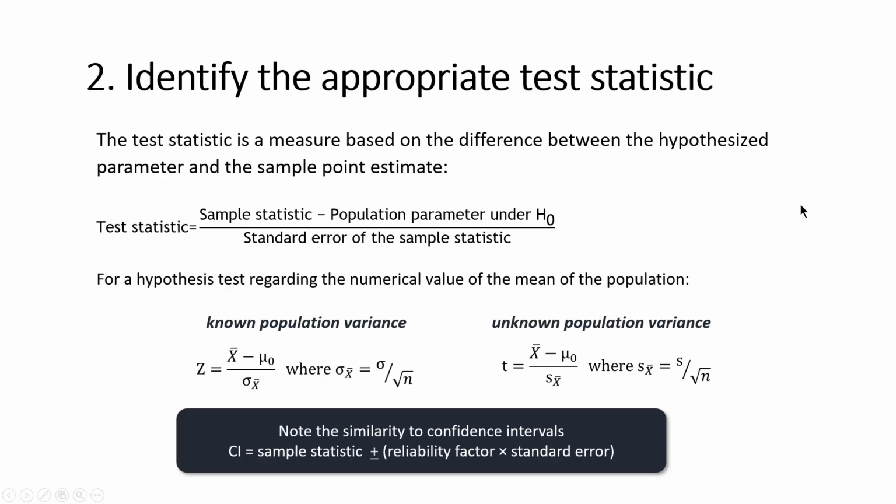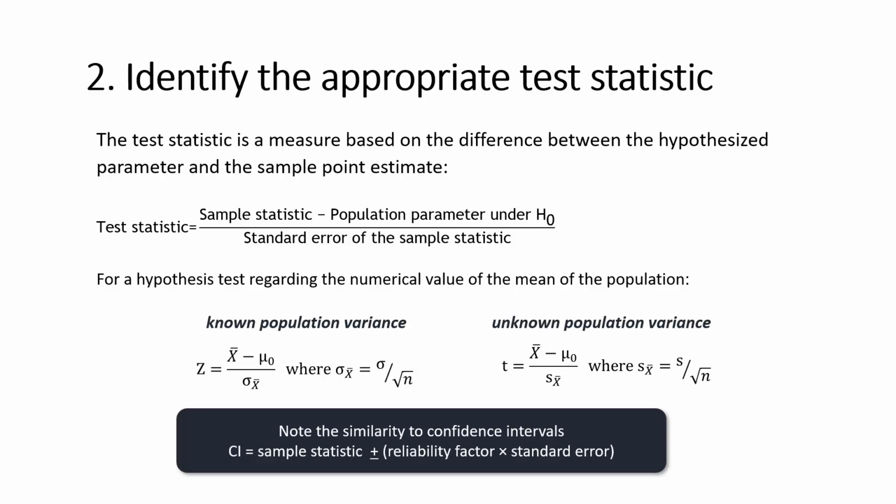Then you identify the appropriate test statistic. The generic way of looking at a test statistic is that you're comparing the sample statistic with the population parameter and adjusting for the variability in the sample, in most cases the standard error of the sample statistic. In the case of testing a mean for a population, if we know the variance, then it's the equation on the left-hand side with z distributed. If we don't know the variance, then it's the t distributed on the right-hand side. But we compare the sample value with the hypothesized value and divide by the appropriate standard error.